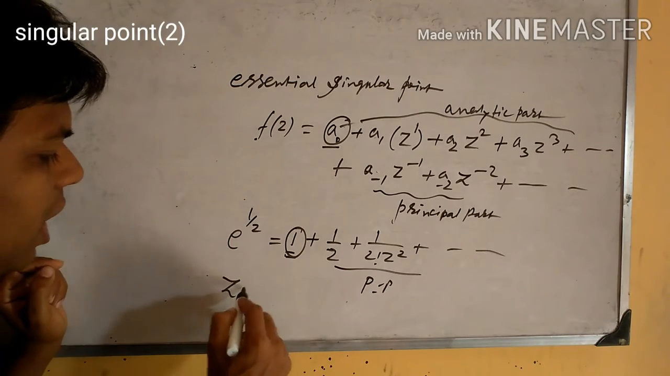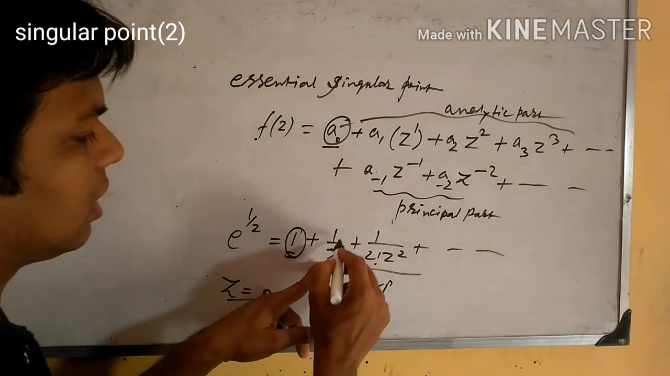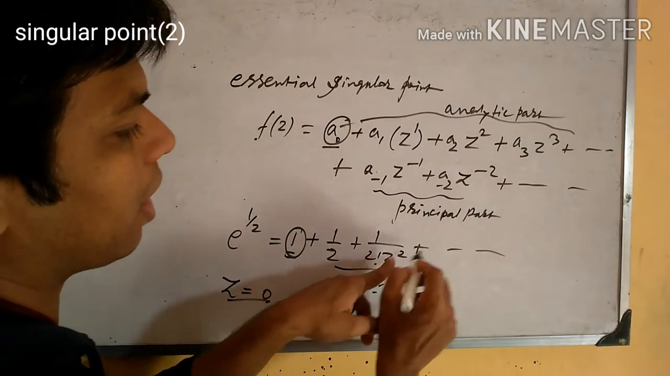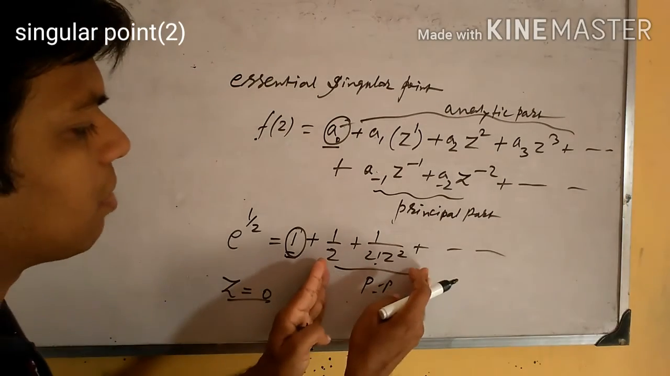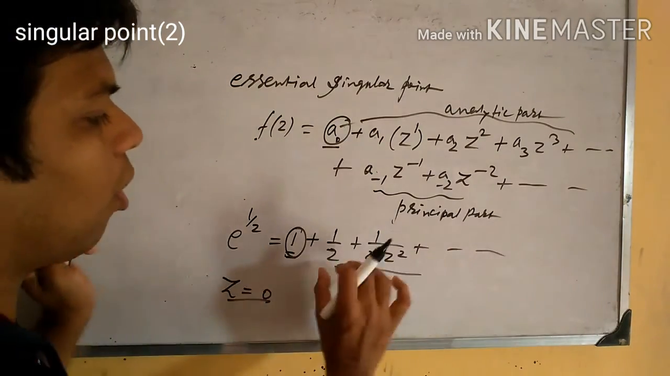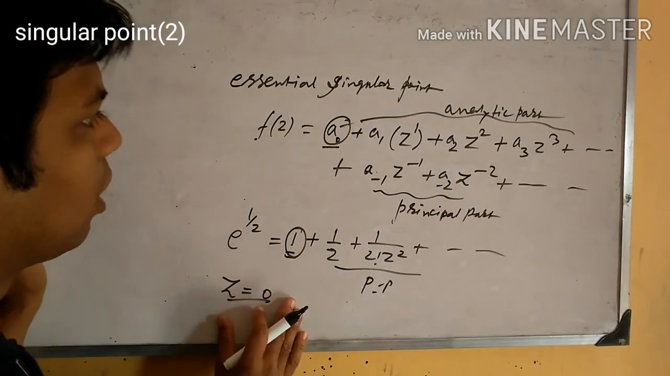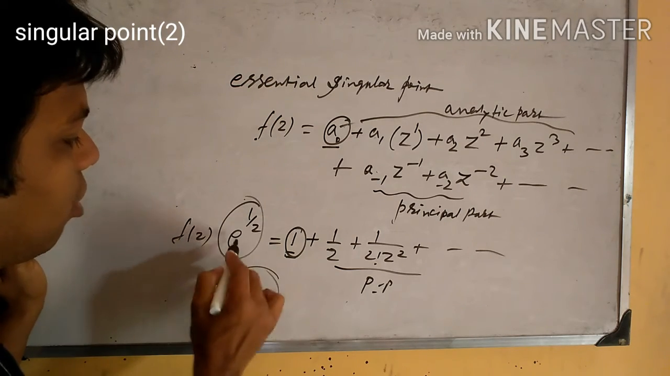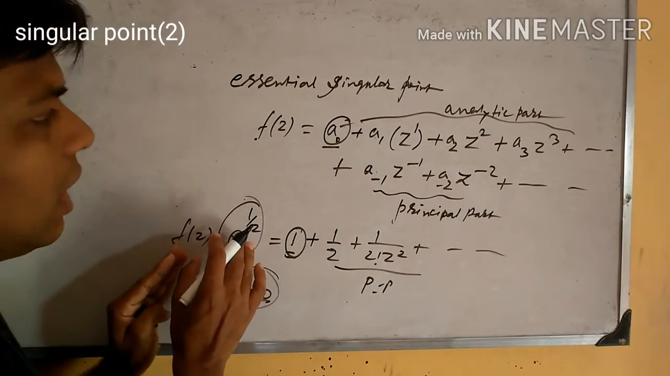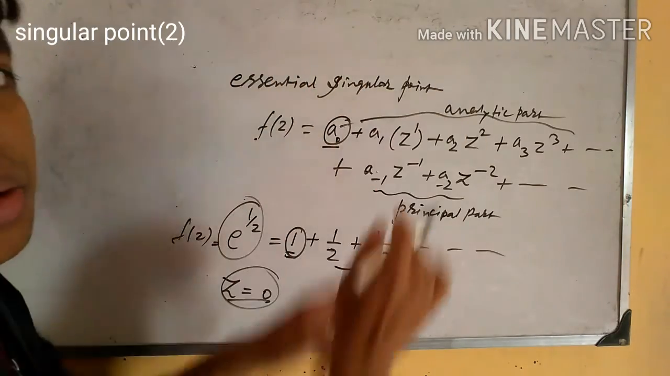And if we put z equals 0 in the principal part, this term is infinite, this term is infinite, and it goes up to infinity. So all the principal part terms are infinite. So we get that z equals 0 for this function f of z equals e to the power 1 by z is an essential singular point.